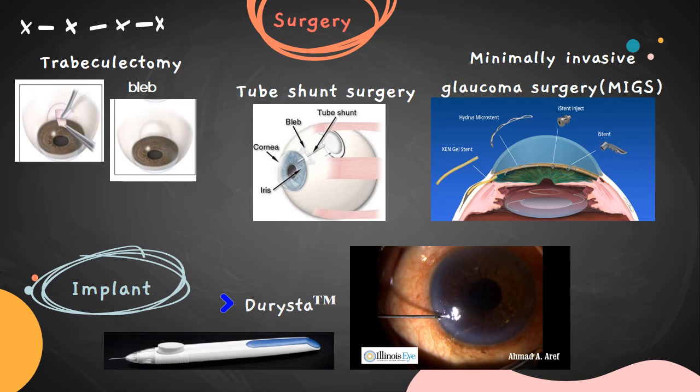The last treatment is using an implant, for example Durysta. Durysta is a biodegradable eye implant containing bimatoprost, which is a prostaglandin analog, to reduce eye pressure in people with ocular hypertension or open-angle glaucoma. For the procedure, bimatoprost is housed within a tiny rod-shaped cartridge that is inserted inside the eye's anterior chamber, which is usually in the front nasal part of the eye.